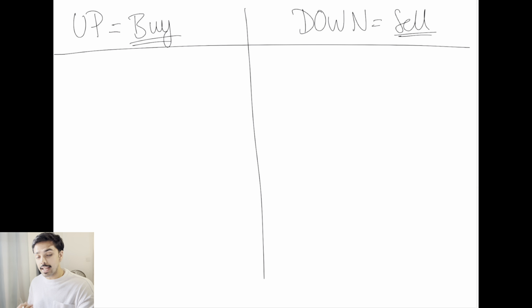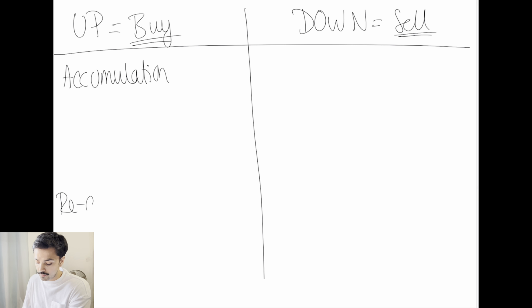So schematics or processes that send price higher, the schematics that we use to buy price, are forms of accumulations. The first one is just a regular accumulation. Okay, and the second one is called a reaccumulation. The schematics that are used to send price lower, the schematics that we use, or the processes that we use to sell price, are forms of distributions.